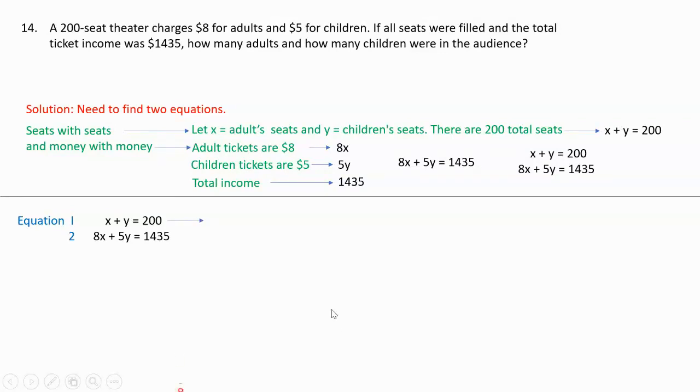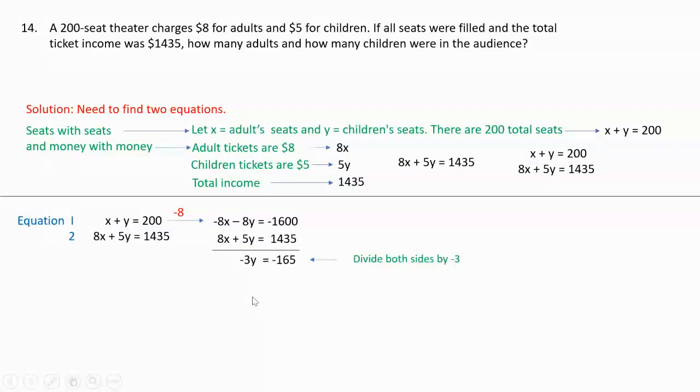So I'm going to get rid of the x's on equation 1. So I need to multiply by -8. We multiply -8 times every term. So it should give us -8x minus 8y equals -1,600. And equation 2, we just bring it over. So the x's will cancel, right? It'll be 0. But -8y plus 5y will give us a -3. And -1,600 plus 1,435 will give us -165.